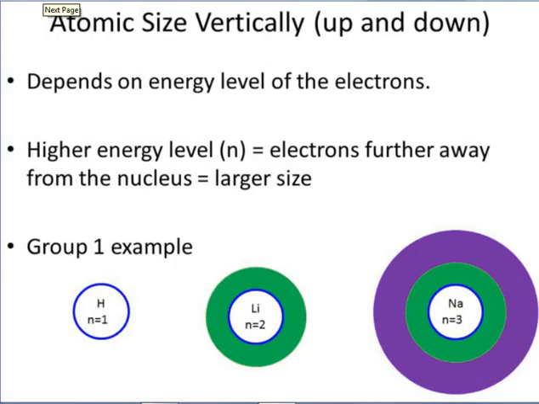Vertically, so up and down. Like I said, a higher energy level, the energy level of n, means more electrons, and so those electrons are further away from the nucleus, which equals a larger size.